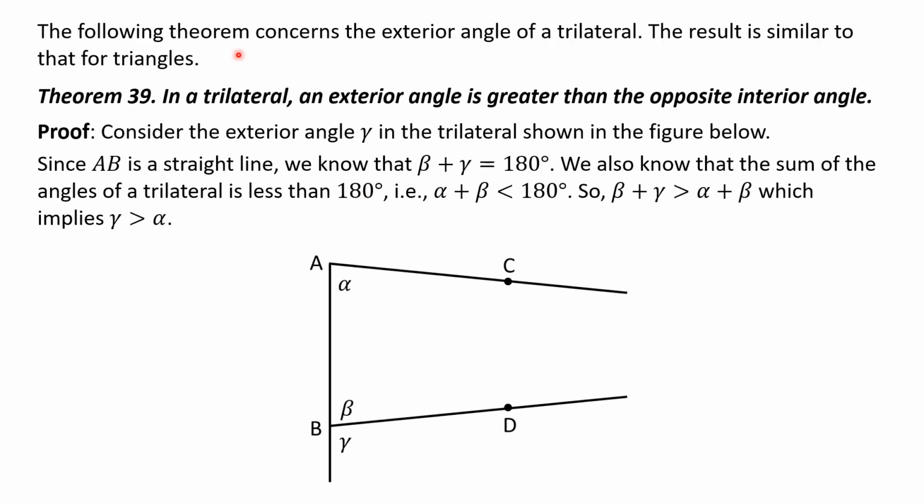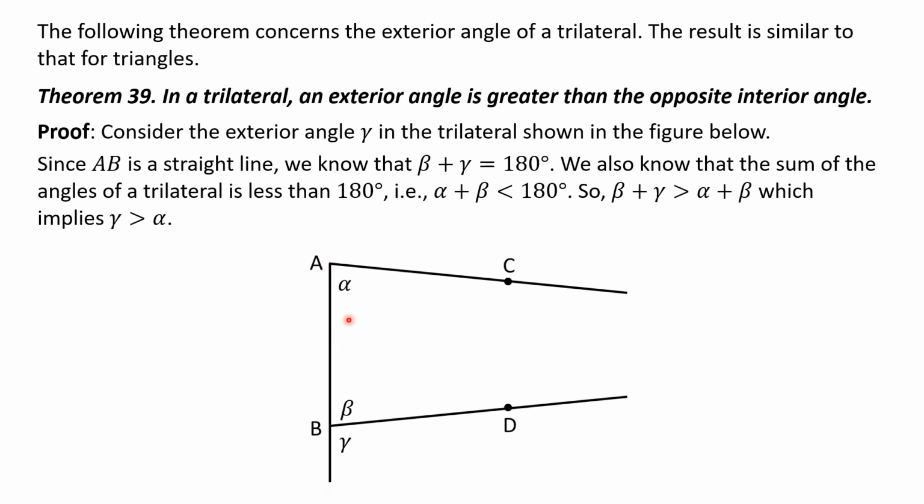The following theorem concerns the exterior angle of a trilateral. The result is similar to that we have for triangles. In a trilateral, an exterior angle is greater than the opposite interior angle. So in other words, in our figure here, the theorem is claiming that gamma is greater than alpha.